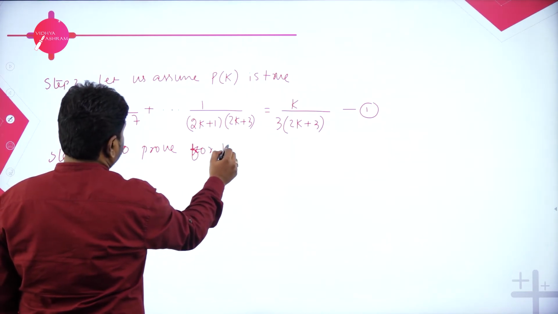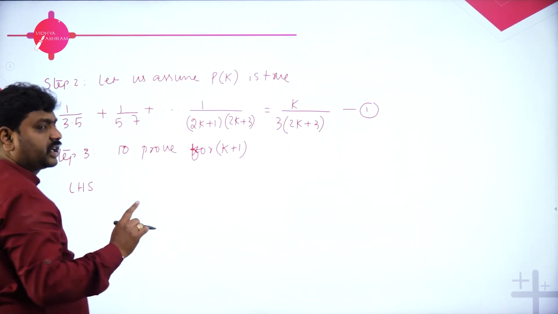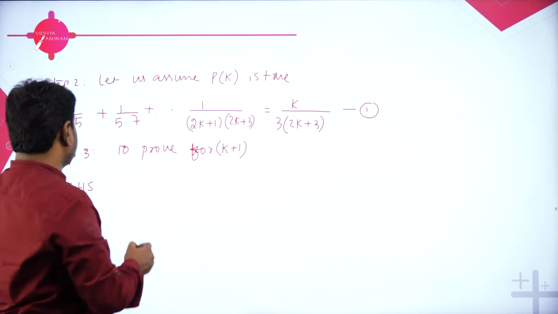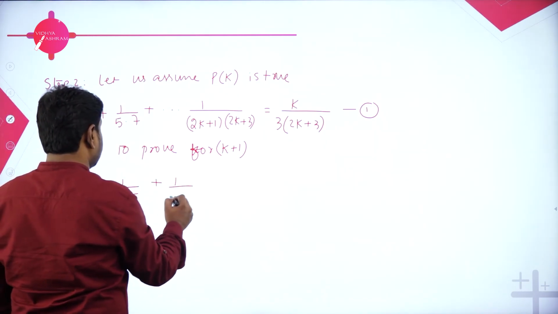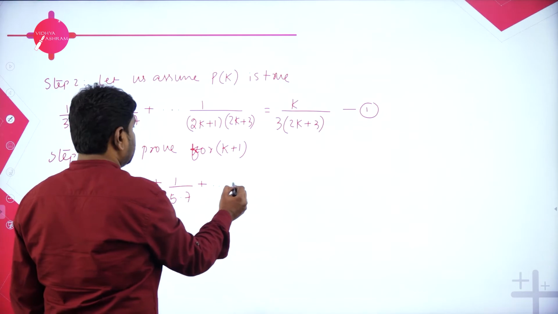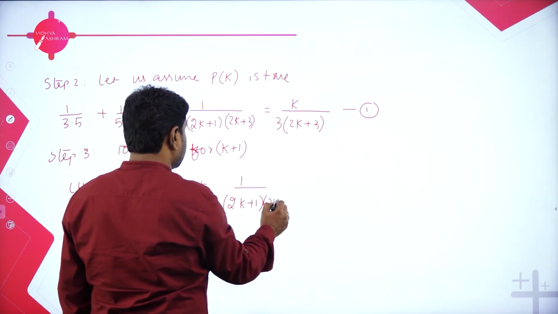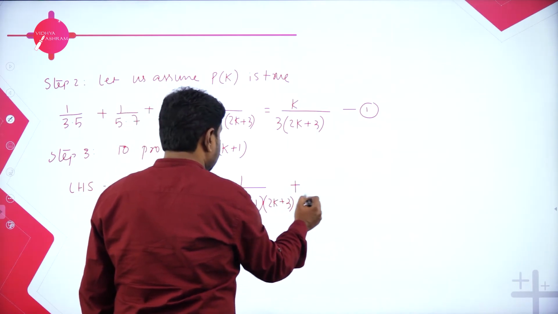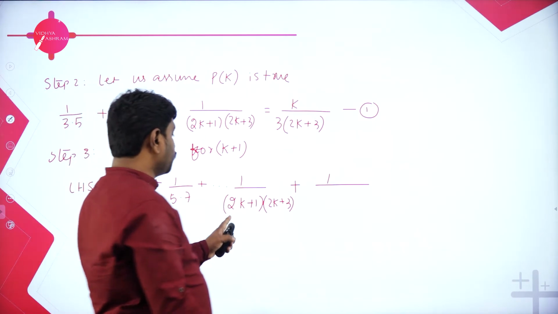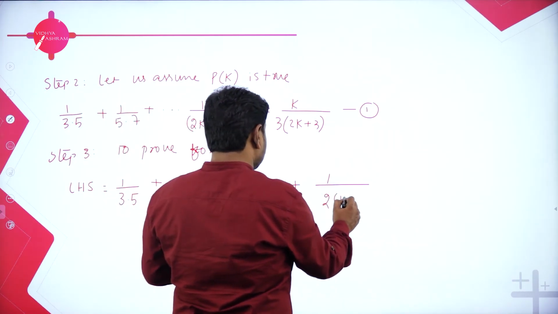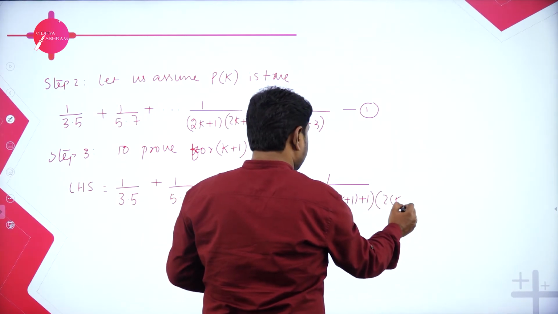To prove for k plus 1, what we do is take LHS. In LHS, we'll take k plus 1 terms. Then start from the first term, that is 1 by 3 into 5 plus 1 by 5 into 7 and so on till the kth term. The kth term is 1 by (2k plus 1) into (2k plus 3), plus the next term. For the next term, take this: in the place of n put k, in the place of k put k plus 1, that is 1 by 2 times (k plus 1) into (2 times (k plus 1) plus 3).